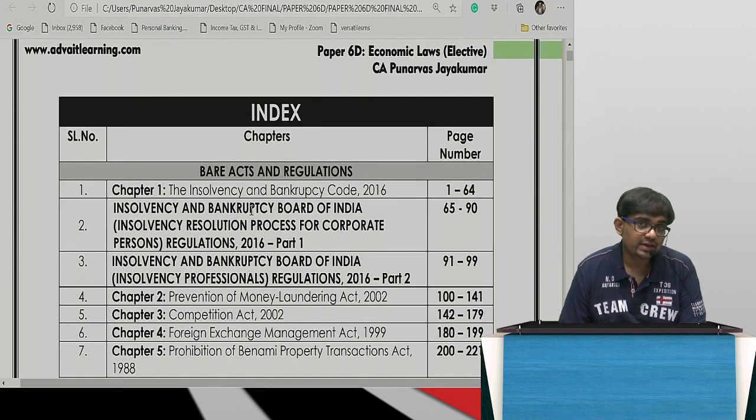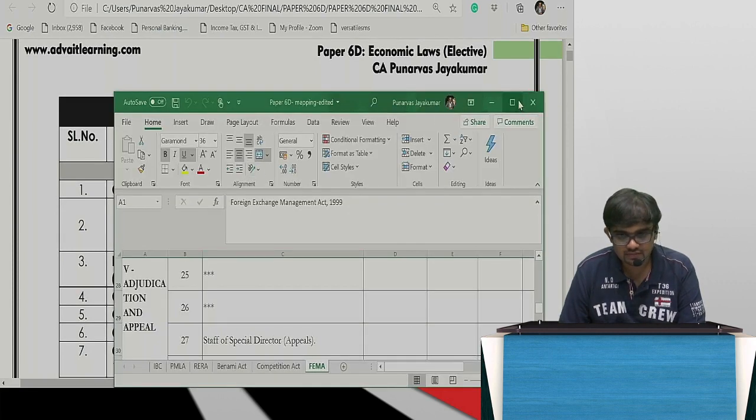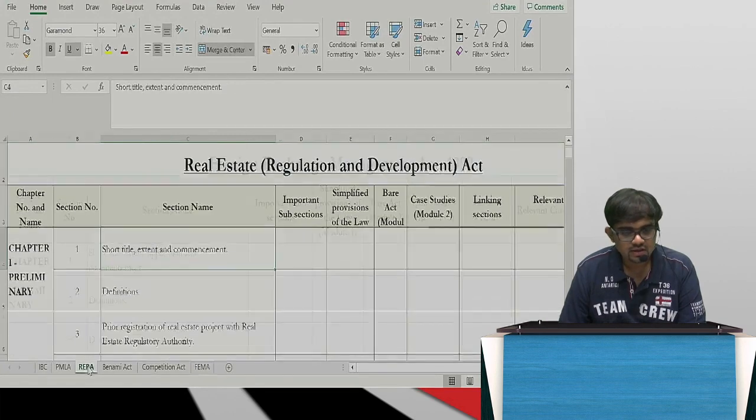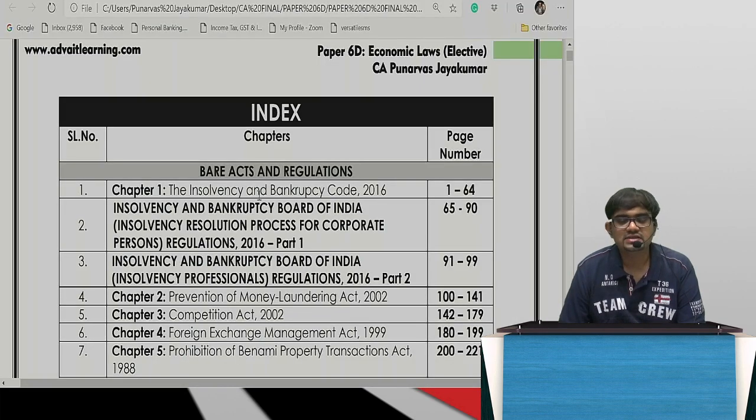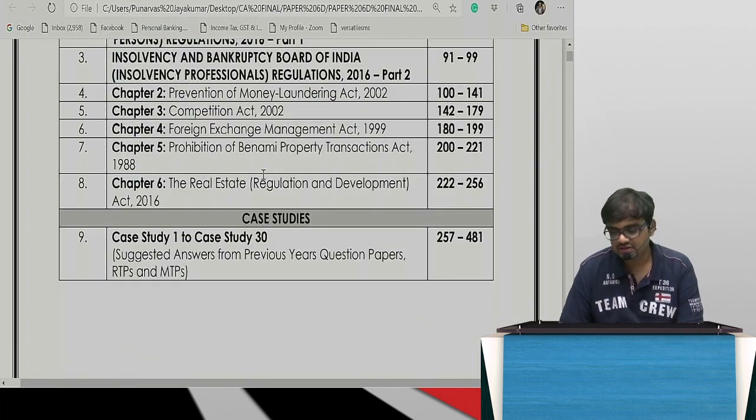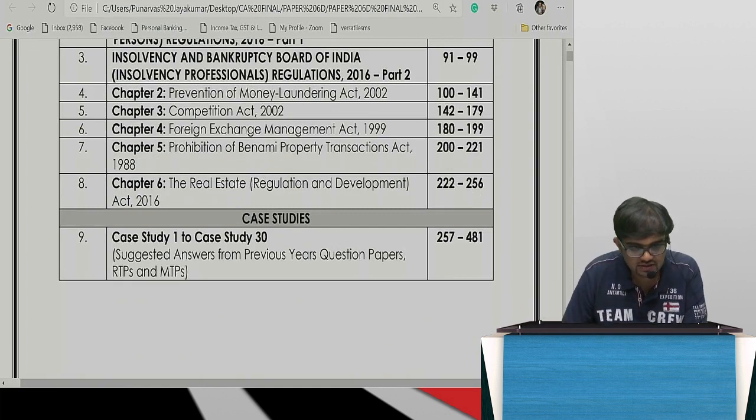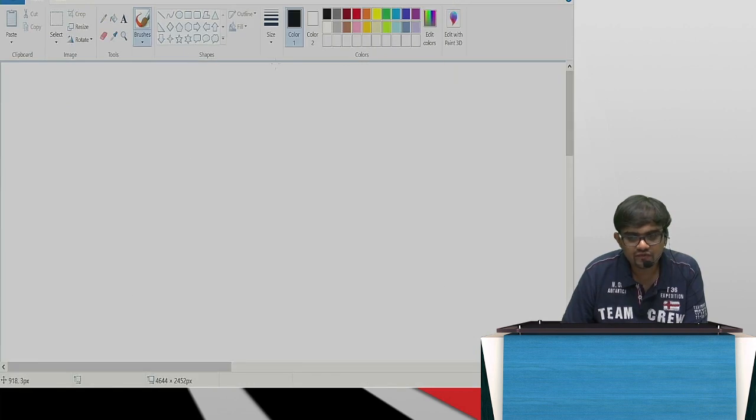Module 1 has all the simplified provisions and the mapping, right? Module 1 has the mapping. This is the mapping. We have already seen that. Whereas module 2 has the bare acts and of course the case studies. And as we discussed in the first case study, very simple.